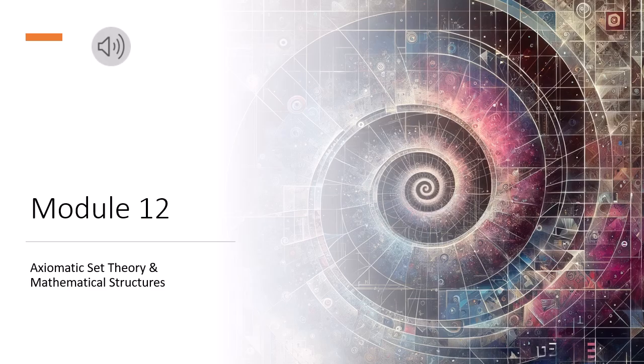Welcome to Module 12, where we'll be investigating axiomatic set theory. So we'll use our first order logic apparatus to start modeling naive set theory, or finish modeling naive set theory. And then at the end of the video, we'll introduce the notion of a mathematical structure, which is the first order analog of a truth table for propositional logic.